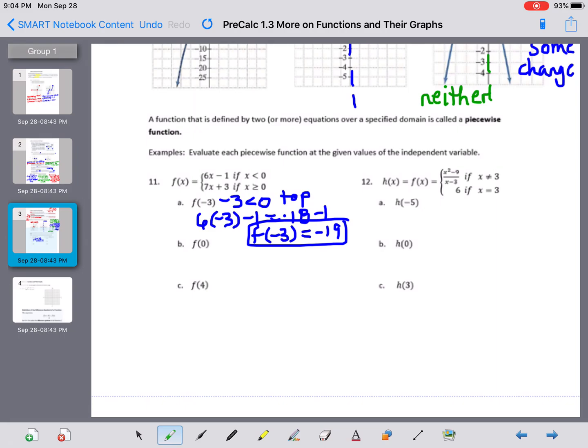Well, that's exactly 0. And I only see the equal sign here on the bottom one. So 0 equals 0, right? So I have to plug it into 7 times 0 plus 3. Well, 7 times 0 is 0, plus 3 is 3. So it looks like at f of 0, I am on 3. Okay? Make sure you don't plug it into the top equation because the top equation does not equal 0. It's only less than 0.